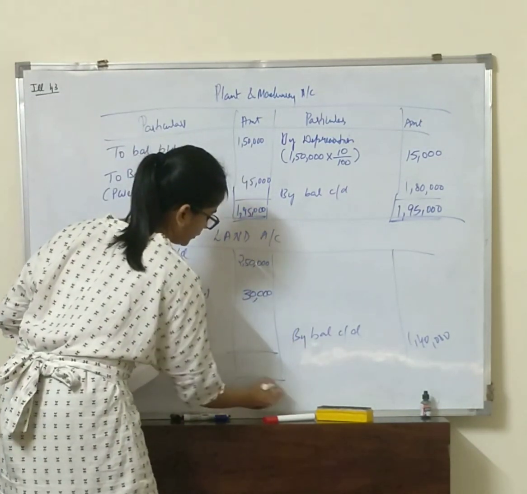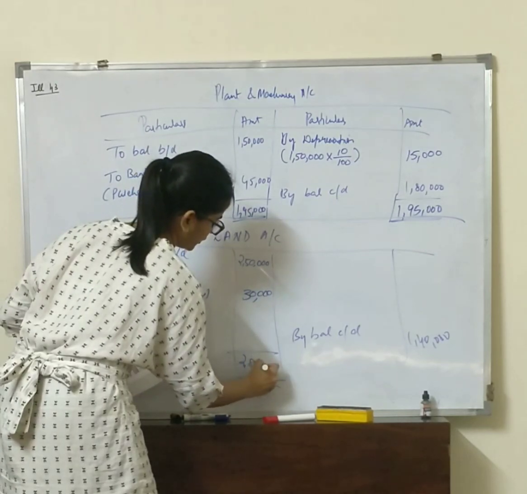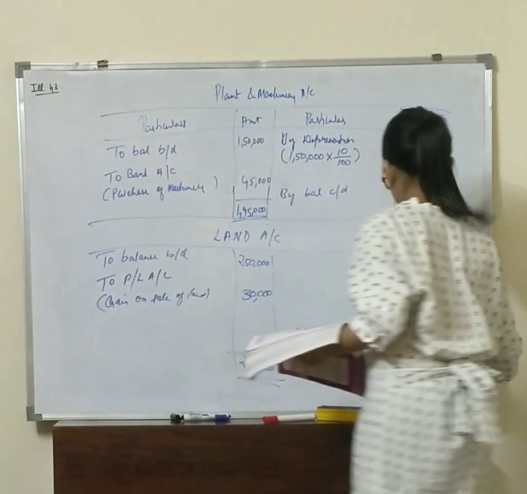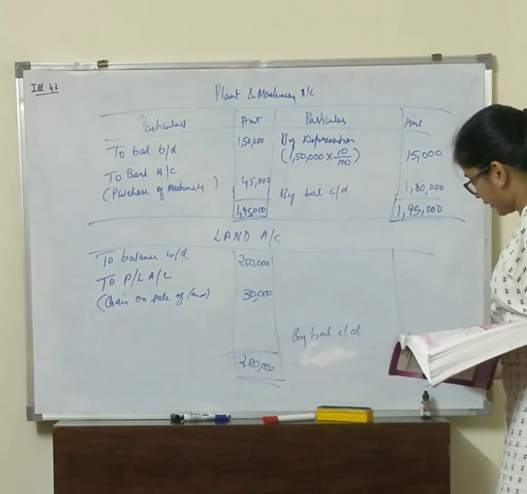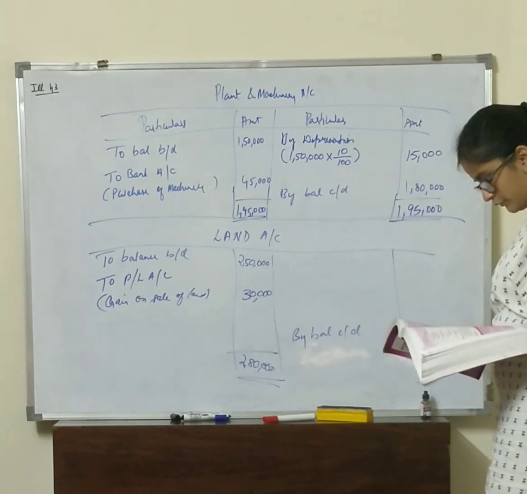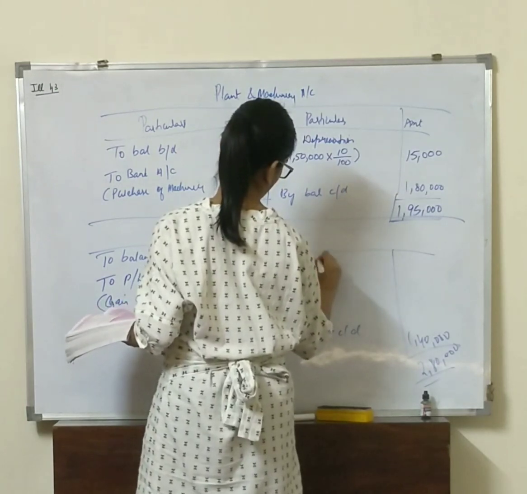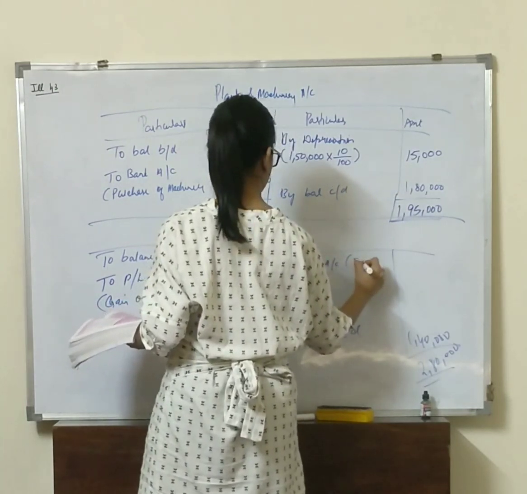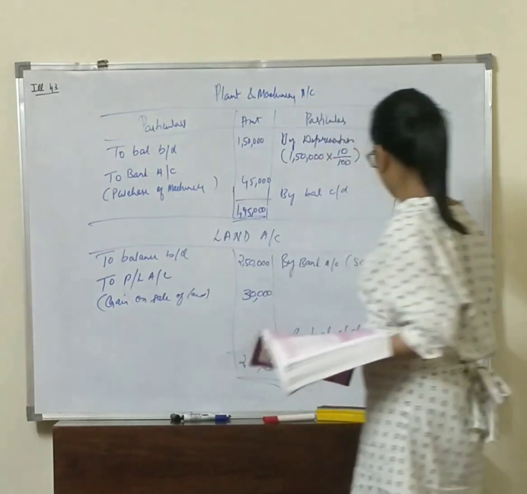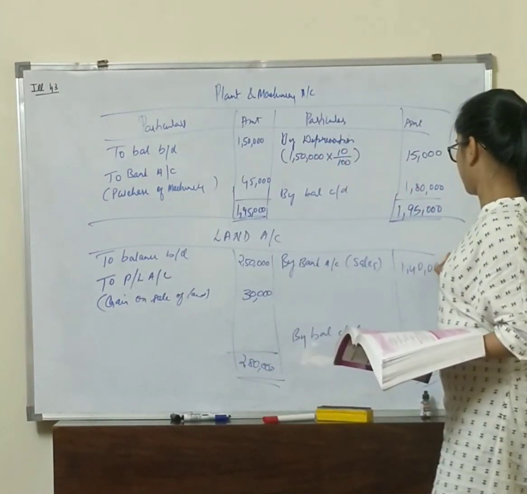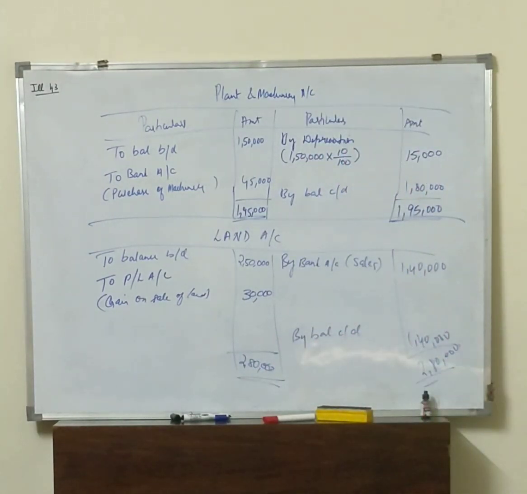So which side is more? Your debit side is more. The total is 2,80,000. You will write the total on both the side. The balancing figure, whatever you get, will be a sales. So you will write by bank account in bracket sales. Why is it sales? Because our debit side total is more than a credit side total.